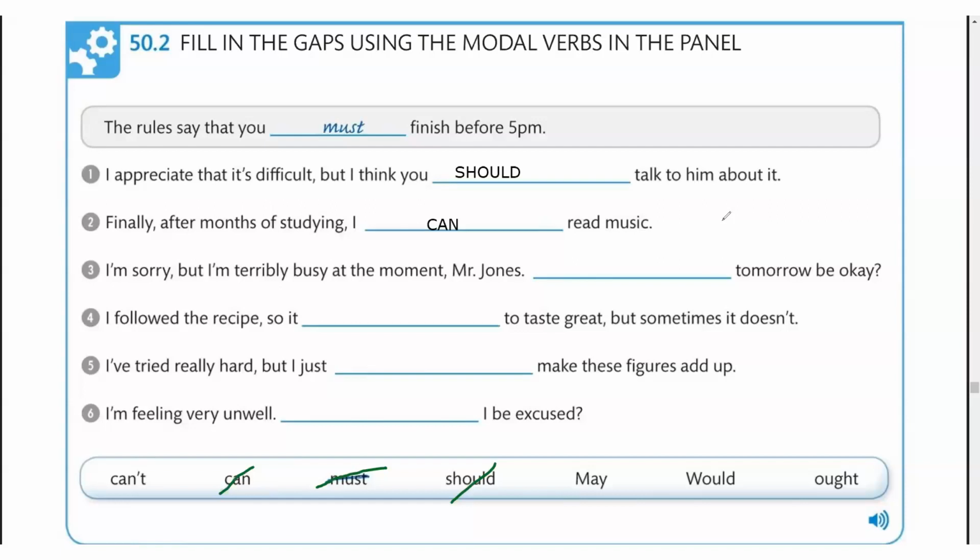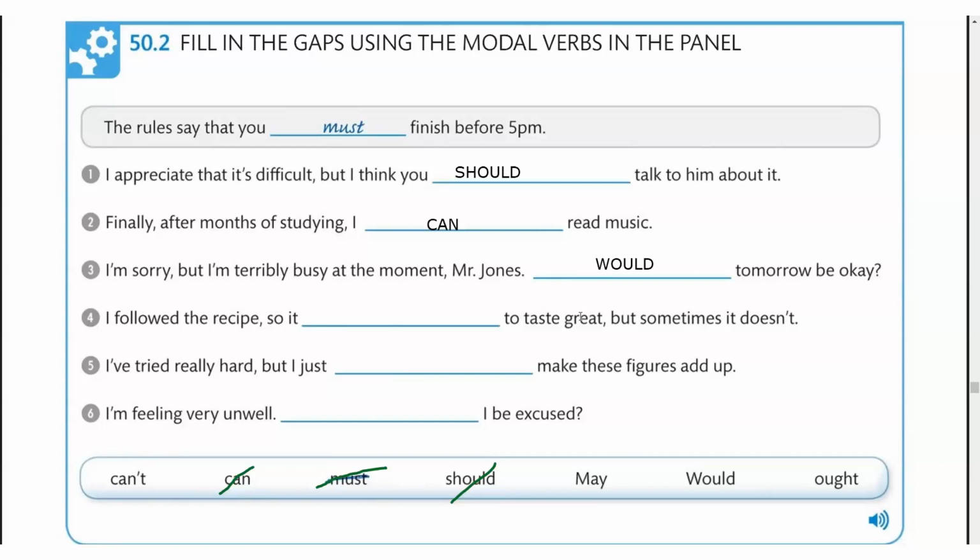Number 3. I'm sorry, but I'm terribly busy at the moment. Mr. Jones, blank, tomorrow be okay? Would tomorrow be okay? Okay, so again, we're just giving this offer, asking if this is all right. Would tomorrow be okay?